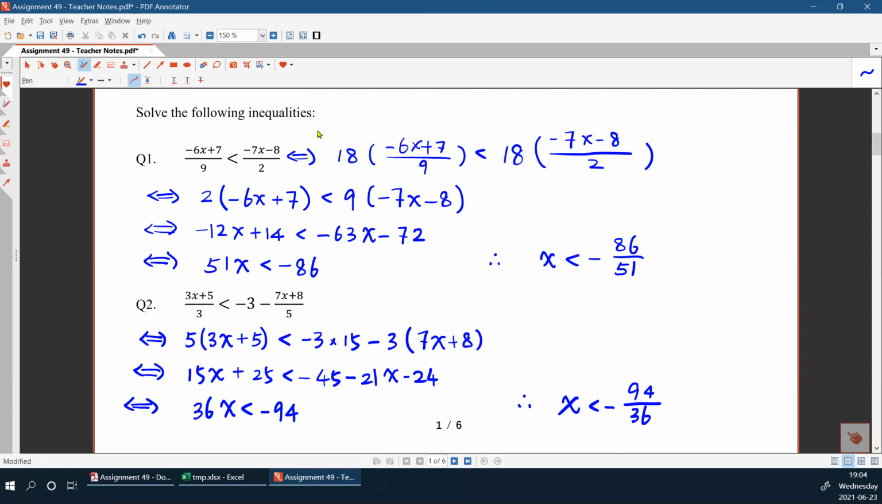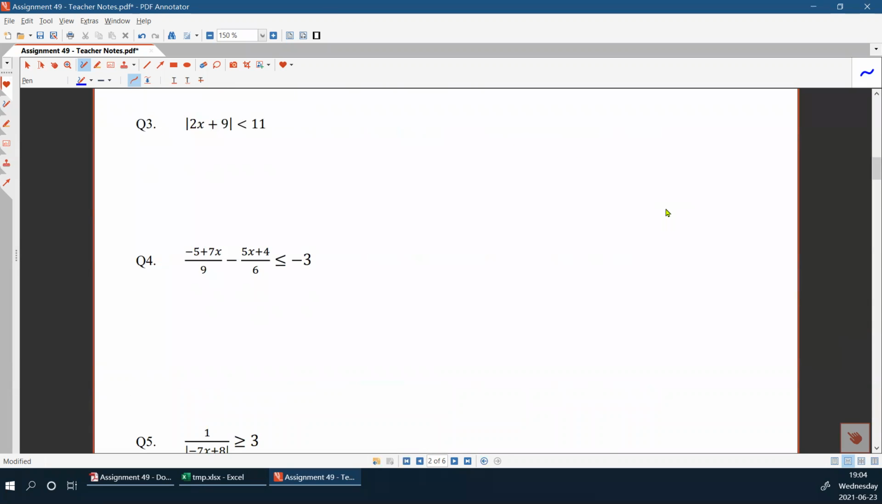So these are the solutions to question 1 and question 2. If you don't have any questions, we'll proceed to the next one. Question 3. The absolute value of a number is less than 11.